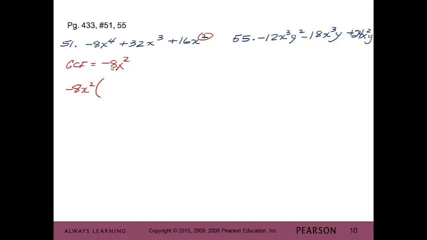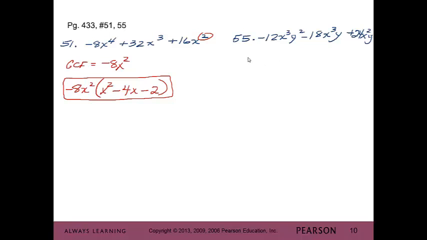So remember, we're dividing. So the negative 8's divide each other out. X to the 4th divided by x squared is x squared. And then 32 divided by negative 8 is negative 4, so I can write minus 4. Or you can write plus negative 4, your choice. And then x to the 3rd divided by x squared is x. And then last term, 16 divided by negative 8 is negative 2. The x squares cancel each other out. And here's my final answer.